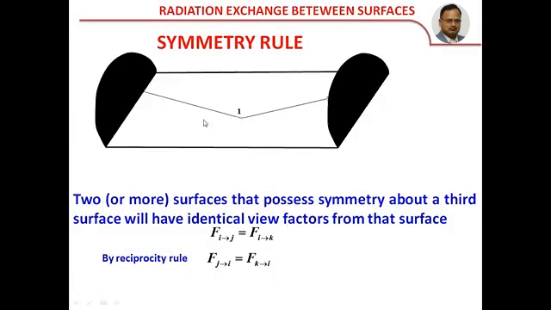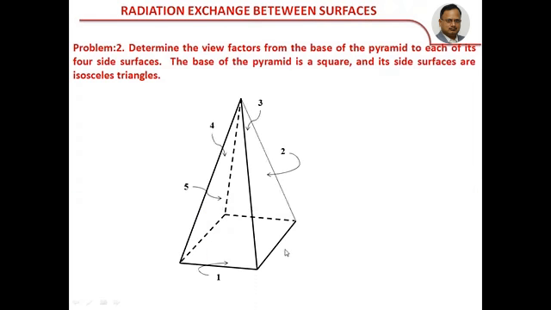So F i to j equals F i to k. And by the reciprocity relation, A i F i to j is equal to A j F j to i, and A i F i to k is equal to A k F k to i. Because the areas are the same, F j to i is equal to F k to i. We will check that symmetry rule with the help of a problem.